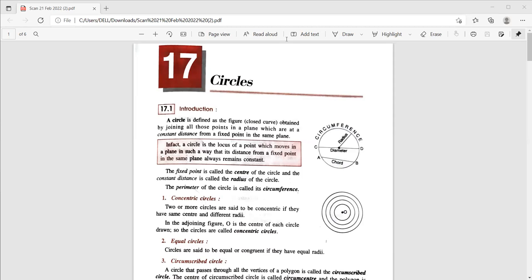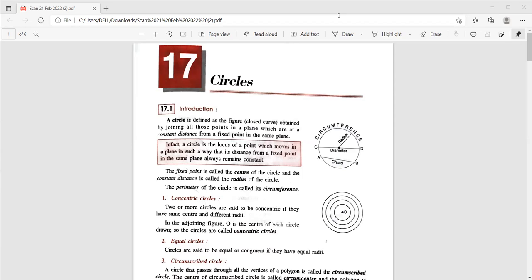So you all have already studied circles in lower standards, but we are starting everything right from scratch. In this topic, we are going to start everything right from the scratch.